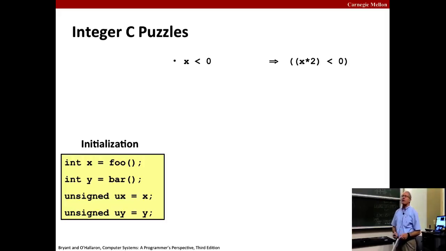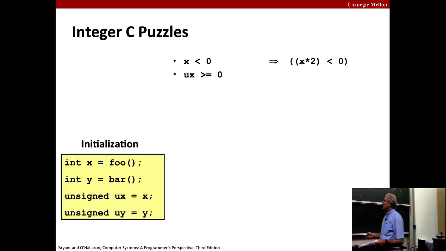So if I take x and I double it, multiply it by 2, if x were negative, am I guaranteed that 2x will be negative? No. By the way, one general way to find counterexamples is to try TMin. It's a really good one. And that works here, right? If I take TMin, which is 1 and a bunch of zeros, and I double it, it's like shifting it left, and it will become what? 0, right?